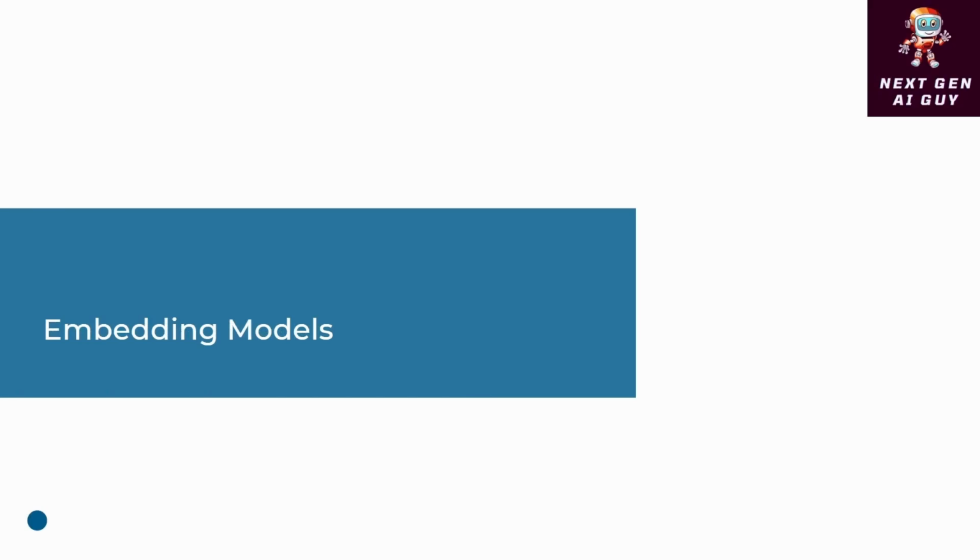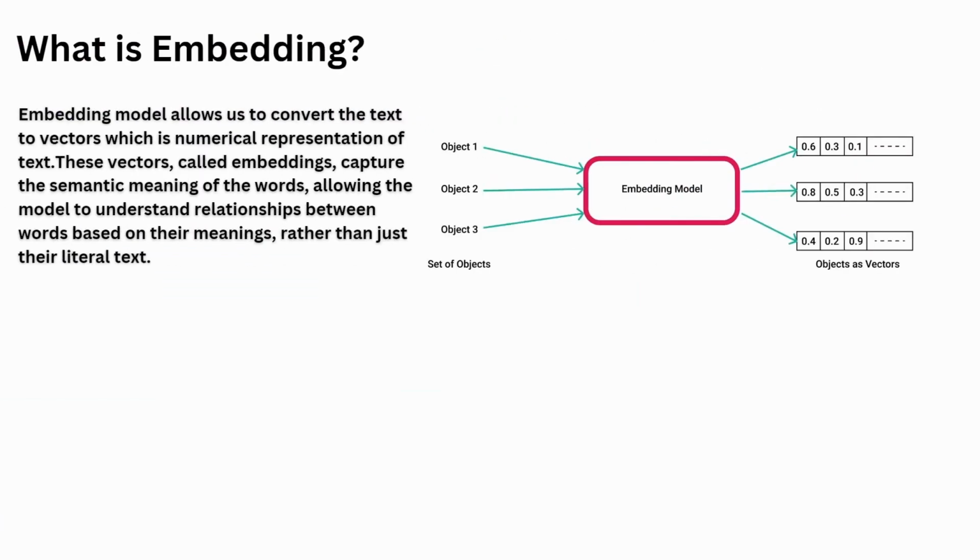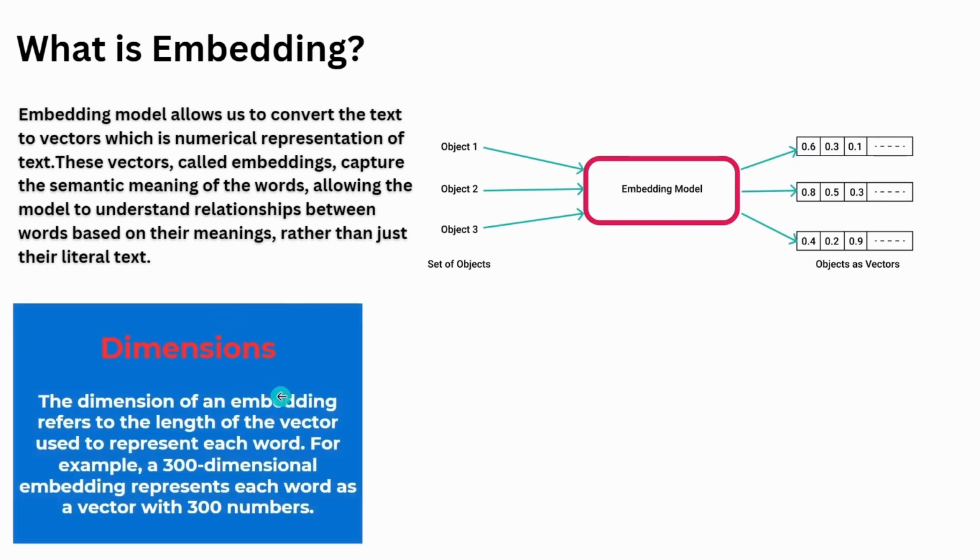Next, we have embedding models. What exactly is an embedding model? An embedding model allows us to convert text into vectors, which are a numerical representation of text. You feed in the text, and the embedding model converts it into a vector. In the embedding model, we have a dimension. What exactly is a dimension?